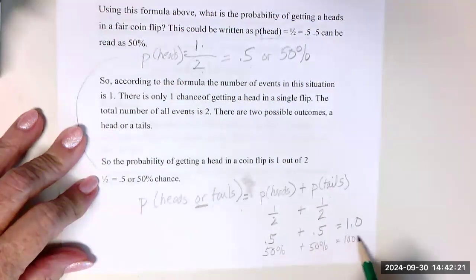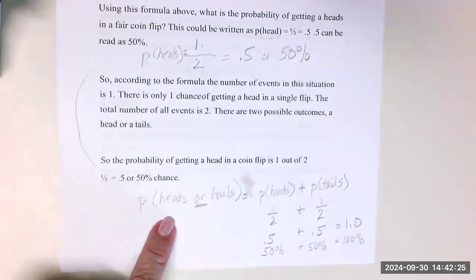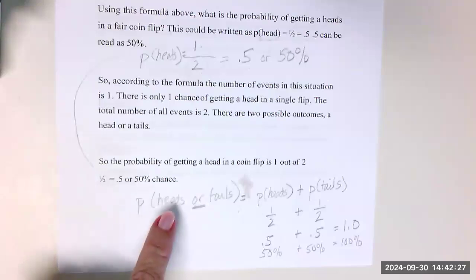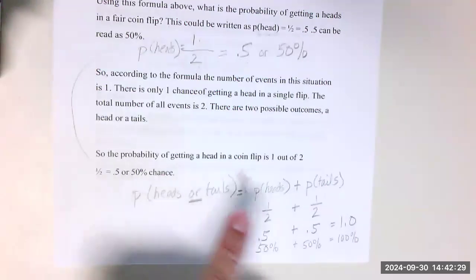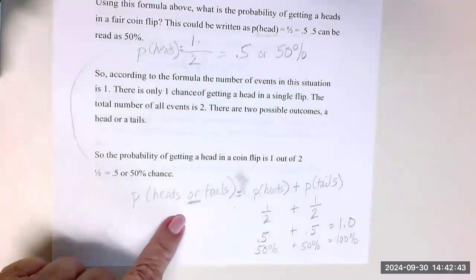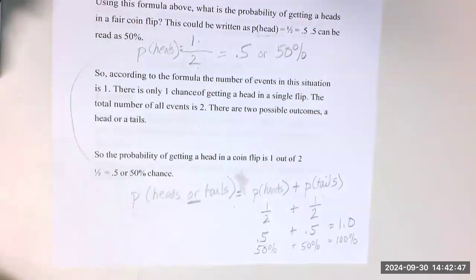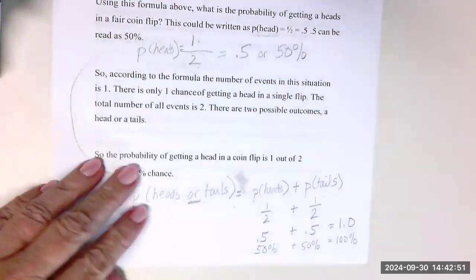equals 100%. So to answer that question, when I flip a coin, what's the probability that I'll get either a heads or a tails? Well, it's 100% probability because I'm going to get one or the other. 50% chance of getting heads plus 50% chance of getting tails equals 100%. So in this case, the probability of getting heads or tails is going to be 100%. That's all the possible outcomes. Hopefully that makes sense.